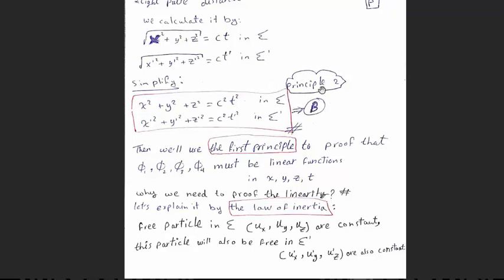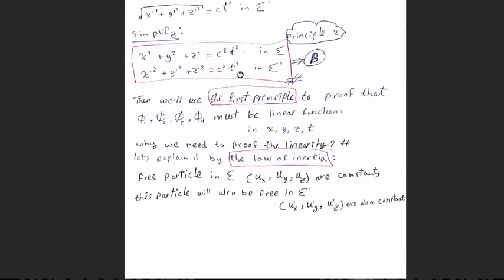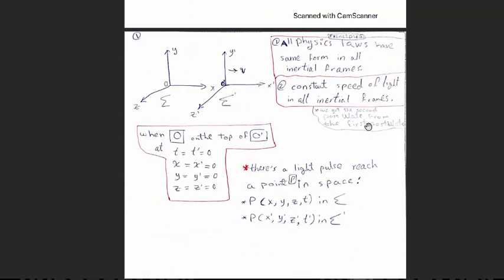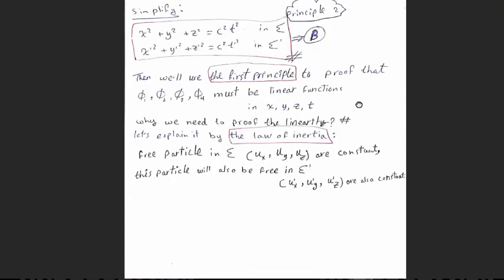So this is from the principle that the speed of light is constant. Now we will use the first principle, that all physics laws have the same form in all inertial frames, to prove that the functions phi 1, phi 2, phi 3, phi 4 must be linear in x, y, z, t.